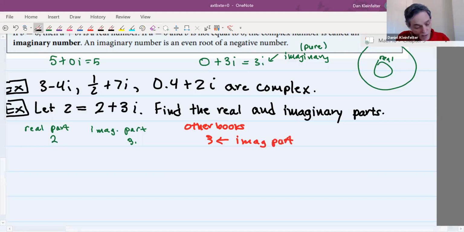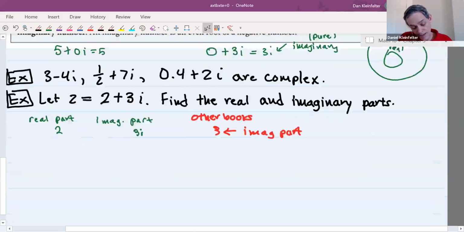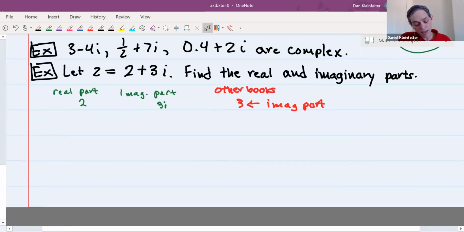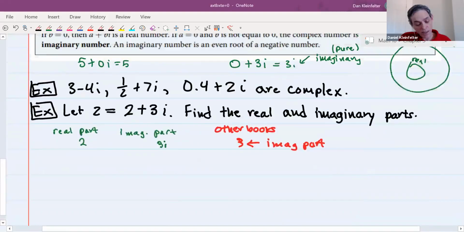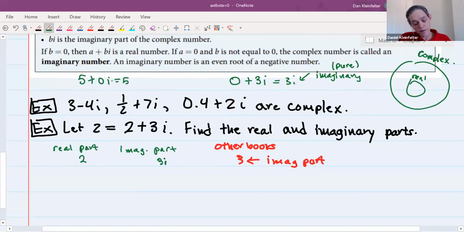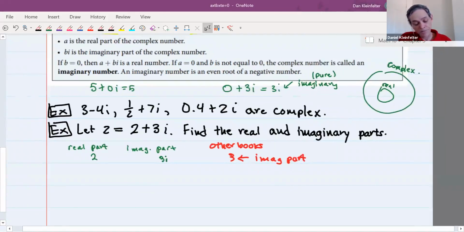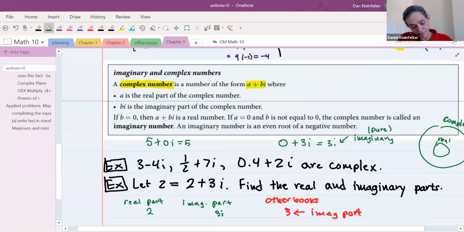Okay, but our book, they've chosen to define it as including the I part. So you want to be cautious about that. Okay, so we found the real part and imaginary parts. 5 was pure real, 3I was imaginary.